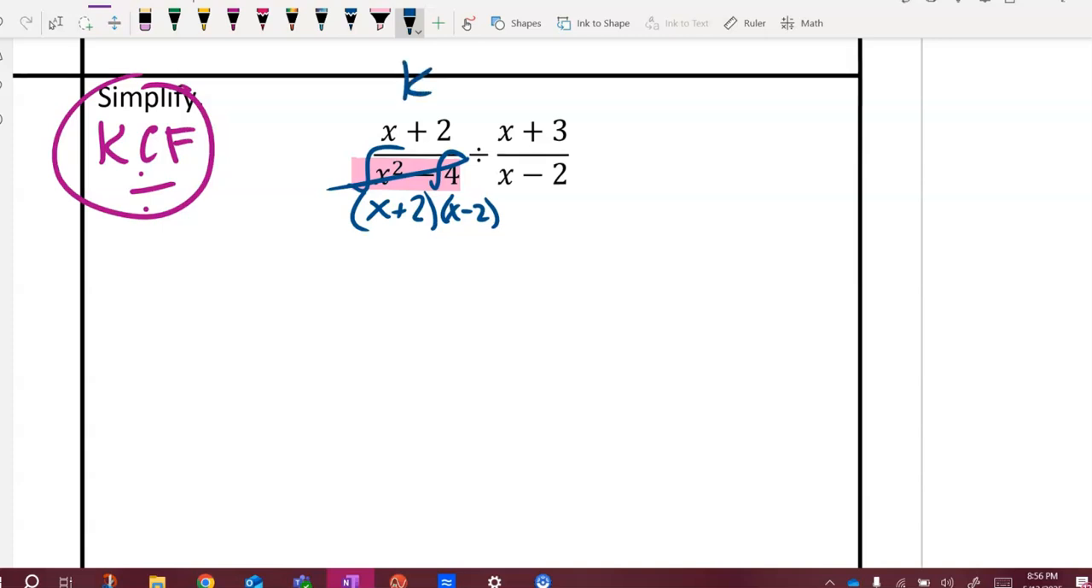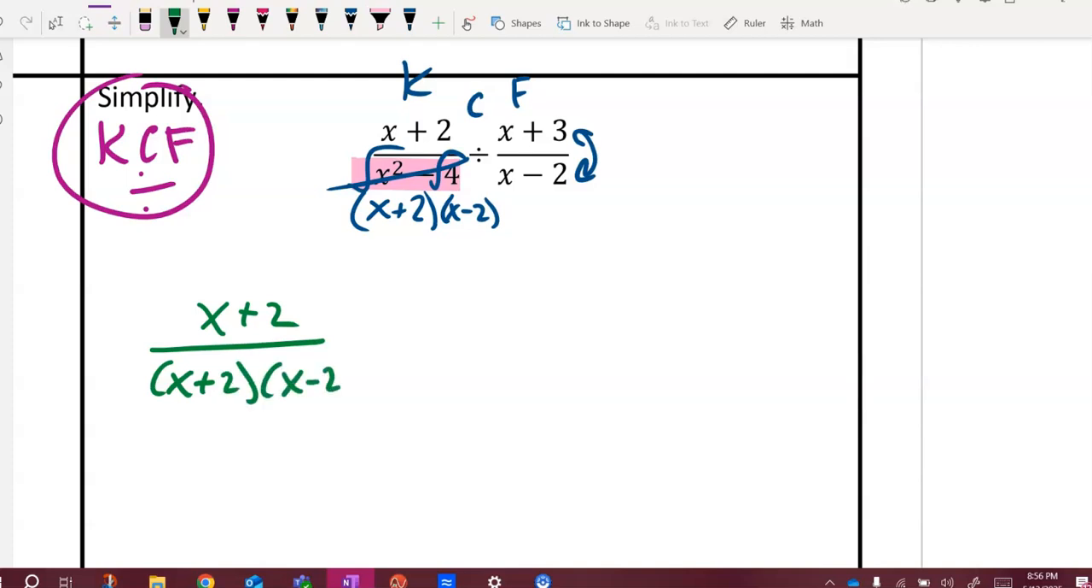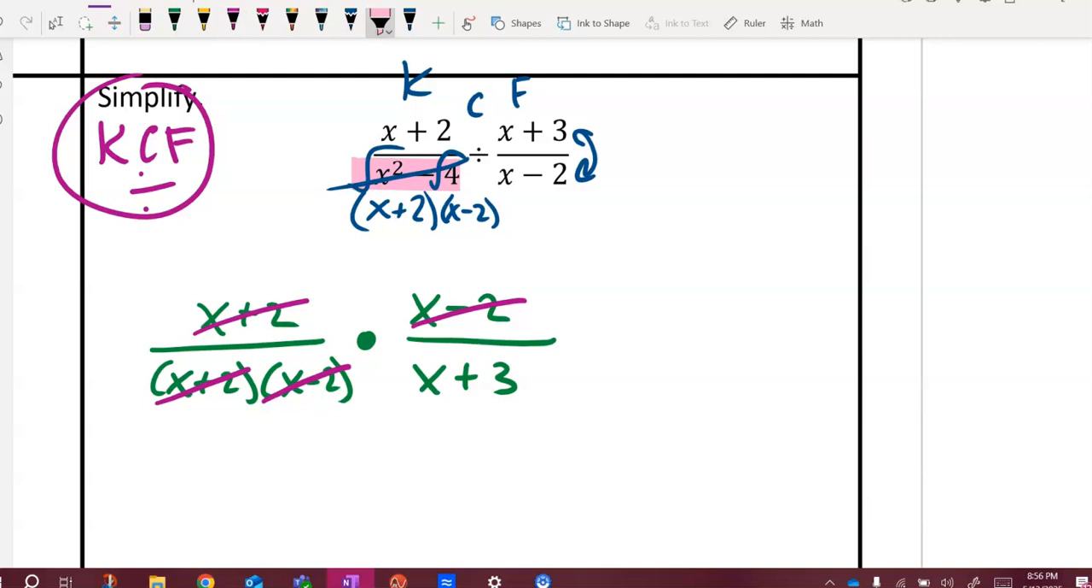Now keep, change, flip. We keep that first fraction, change to multiplication, and flip that last one. So here we have x plus 2 over x plus 2 times x minus 2. Change to multiplication, flip the last one. And now to cancel. We got x plus 2, x minus 2, and all we're left with is x minus 3 in the denominator.